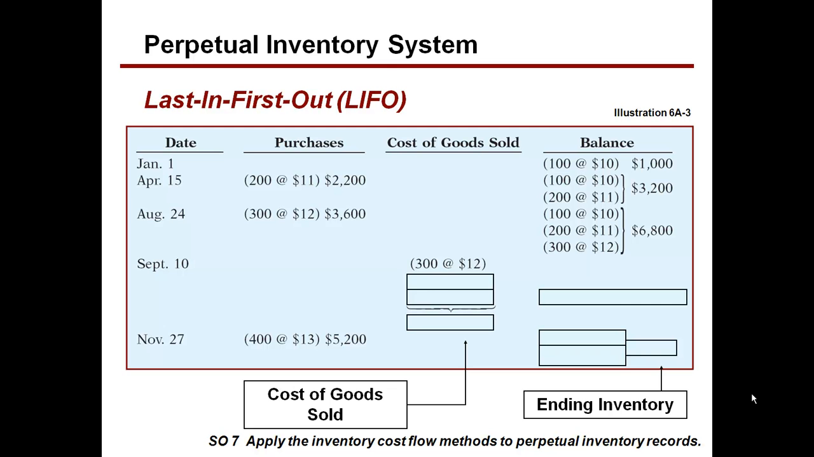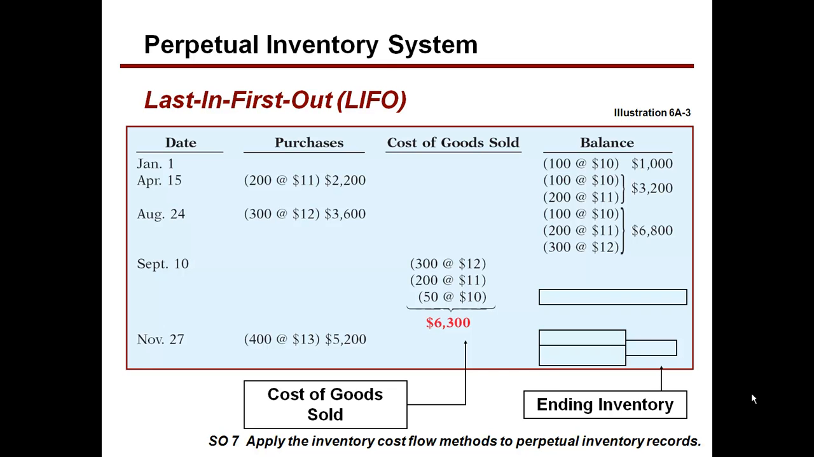Next, we attack the next most recent layer of 200 at $11 each. And all we need is 50 more units at the $10 layer to come up with a total cost of goods sold on September 10th under the LIFO assumption of $6,300. This is a higher cost of goods sold than the FIFO method because we're using more recent layers at costs which are increasing.